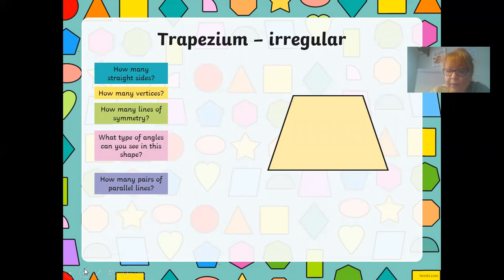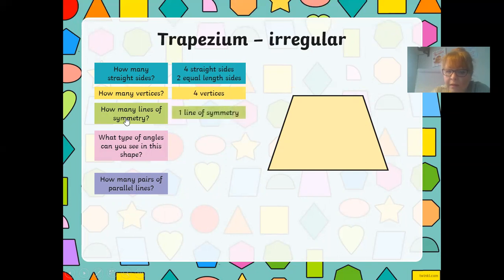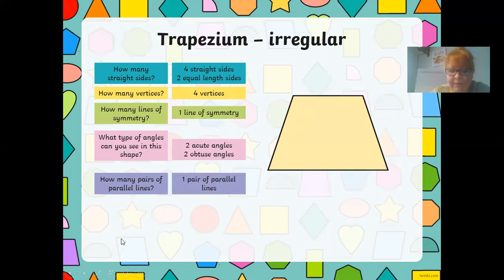So trapezium, we have an irregular shape now. So it has got 4 straight sides, 2 equal length sides. So the diagonals, the ones that are going diagonal, they are the same size. Again, it has 4 vertices because it is a quadrilateral. It is a 4-sided shape. It has 1 line of symmetry, 2 acute and 2 obtuse angles, and 1 pair of parallel lines. Lines that will never ever meet.